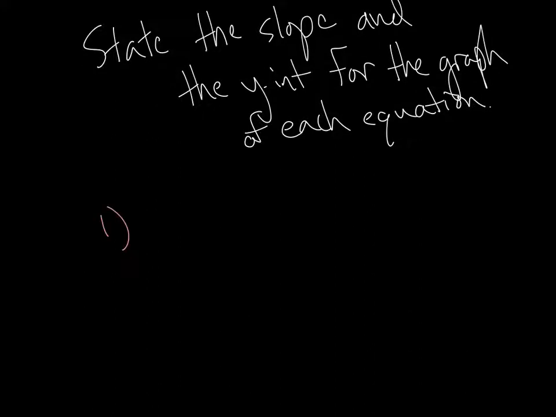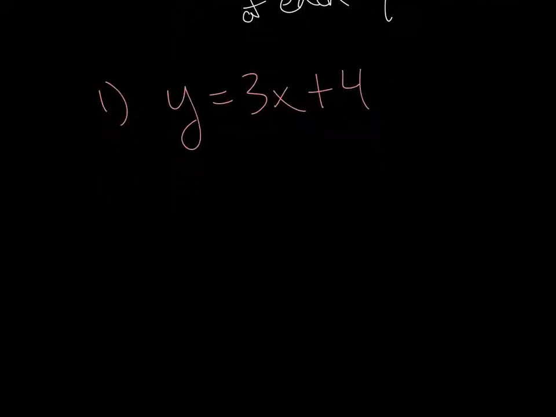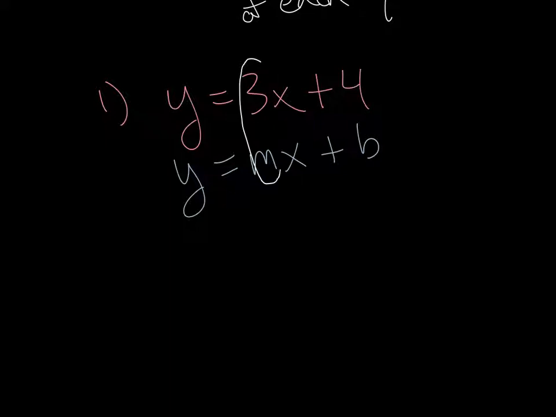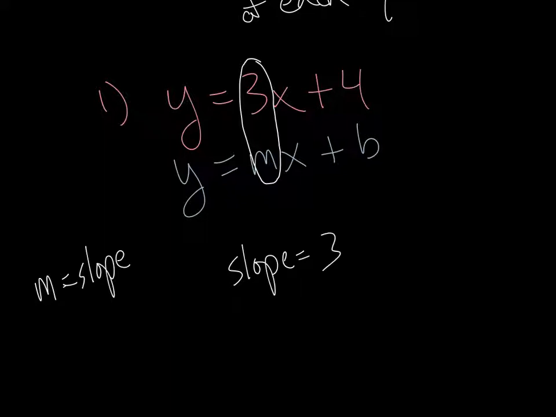Number 1 has the equation y equals 3x plus 4. This one lines up really nicely. Going back to slope-intercept form, what we've been working on in class, we know that slope-intercept form is y equals mx plus b. So here, my m is taking the place of a 3. Remember, m stands for slope. M equals slope. So here, I would say that my slope is 3 in this equation.